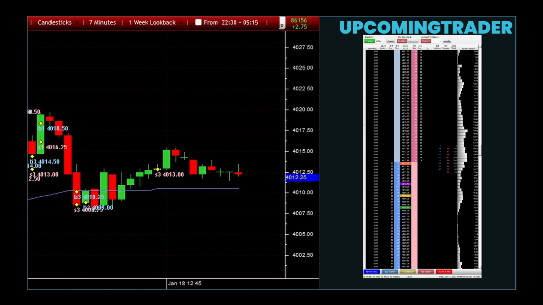This pattern consists of 3 peaks, with the middle peak being the highest. It typically signals a bearish reversal. When this pattern forms near a point of control, it serves as a powerful indicator that the price may be heading lower. The inverse head and shoulders is the opposite, with a lower middle peak, and indicates a bullish reversal.